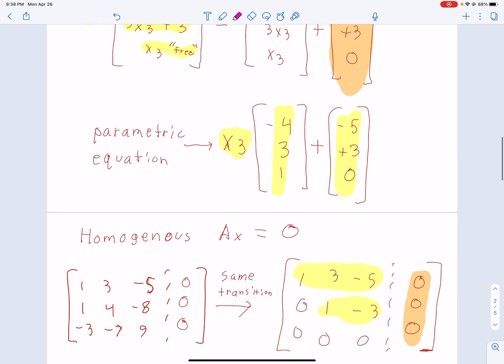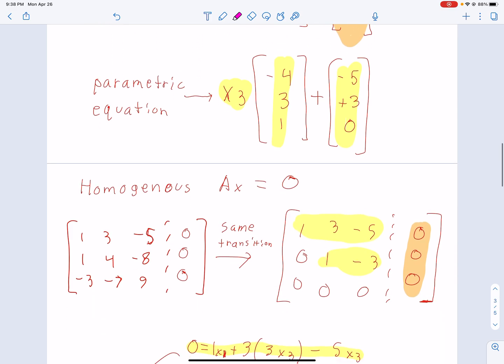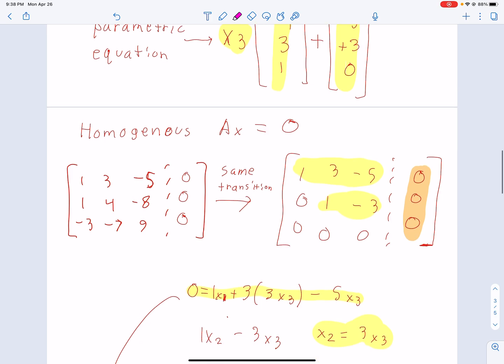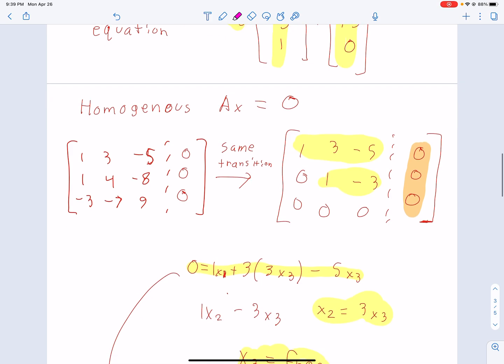But to check the -4, 3, and 1, we have to use the homogeneous equation Ax equals 0. And homogeneous basically just means it's all equal to 0. So as you can see, we have our same matrix. They're all equal to 0. We use the same transitions, and we got the same matrix.